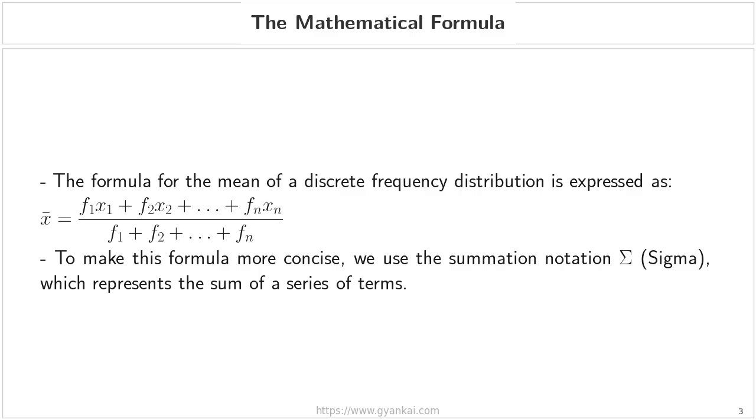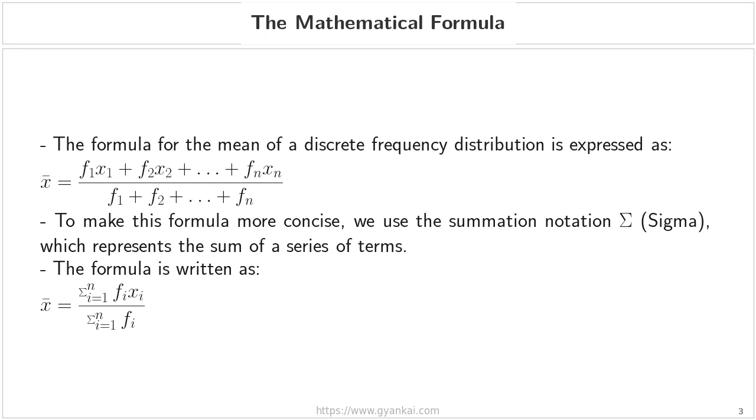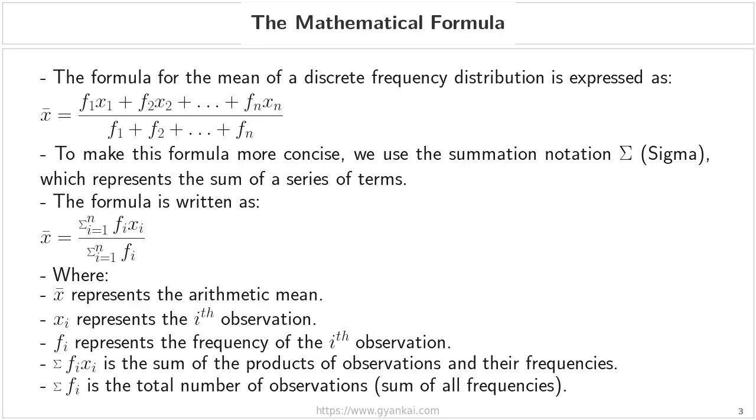To make this formula much more concise and easier to write, mathematicians use what we call summation notation. You'll see this large Greek letter, sigma. We pronounce this as sigma, and it simply represents the sum of a series of terms. Using this notation, we can rewrite the entire formula much more elegantly as x bar equals the summation from i equals 1 to n of fi times xi, all divided by the summation from i equals 1 to n of fi. Now don't let the symbols intimidate you.